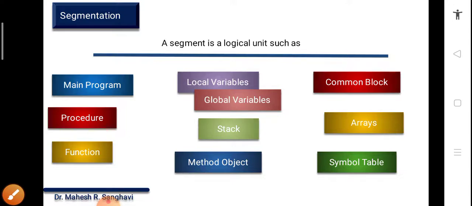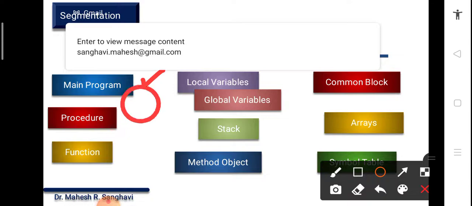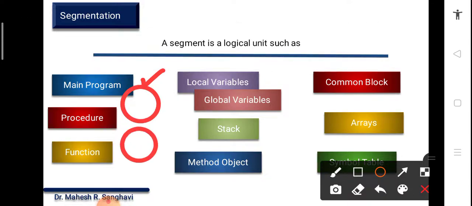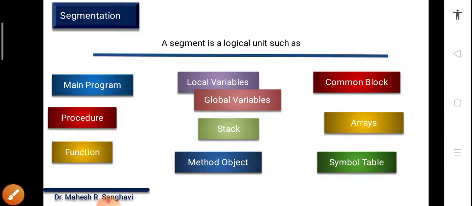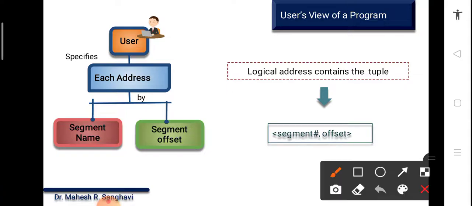If you observe this diagram, you will understand that there are different segments available in this particular code. For example, the main program is a segment, a procedure can be a segment, and a function can be a segment. Likewise, there are different segments available, and that's the reason a segment is a collection of logical units. Here it will specify what segmentation is and how a segment can be used.